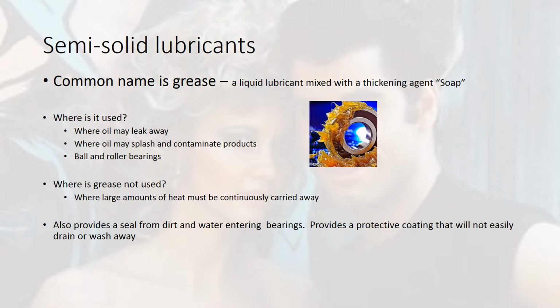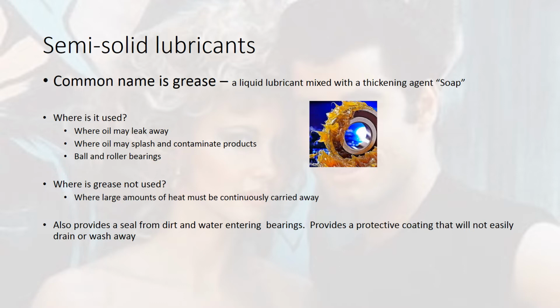Semi-solid lubricants are commonly known as grease. Grease is made by taking a liquid lubricant and mixing it with a thickening agent. The thickening agents are referred to as soaps. Greases are used in applications where oil would leak away, or also where oil may splash or contaminate products. You'll find that greases are used in ball and roller bearings.